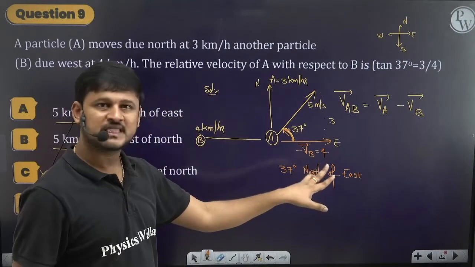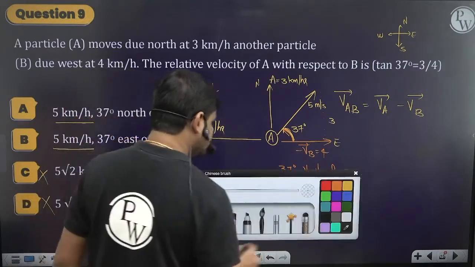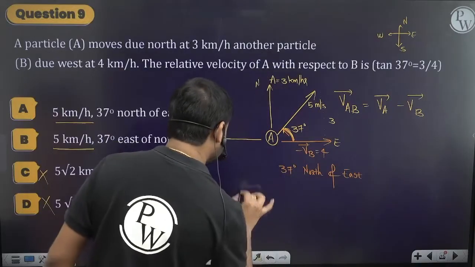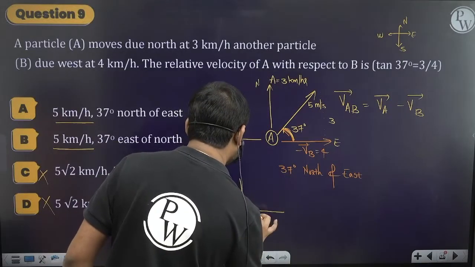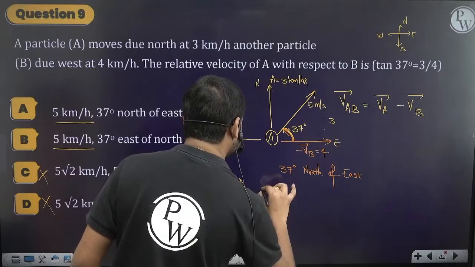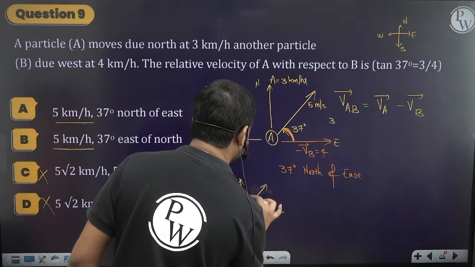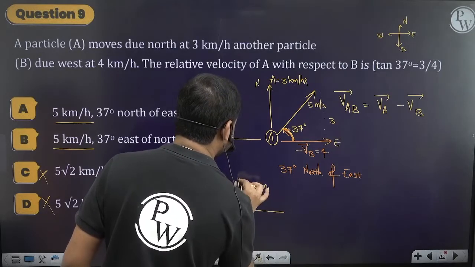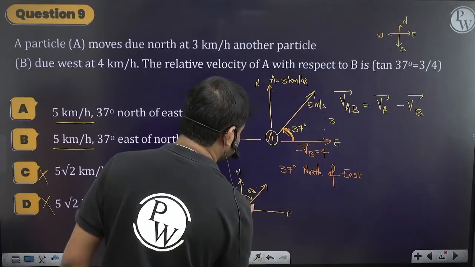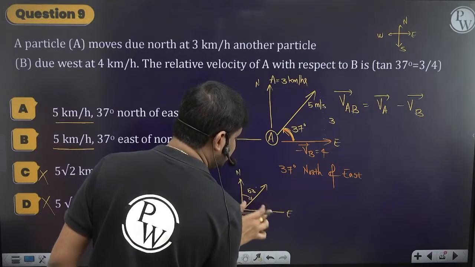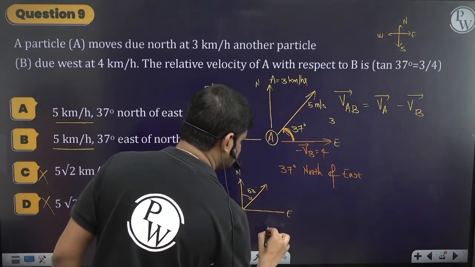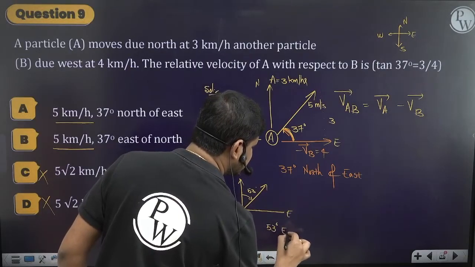Clear? Understood this part? Or else I'll give you more examples. Let's suppose this is east-west, and the vector is here. Consider this angle is 53. Then this is north and this is east, so it is going towards east. So this is 53 degrees east of north.